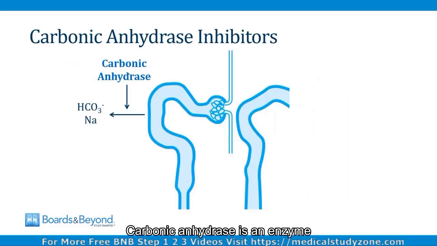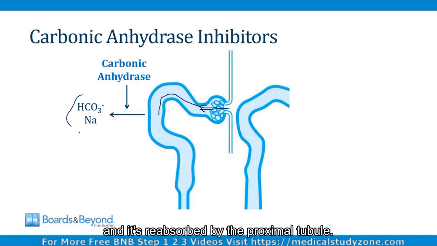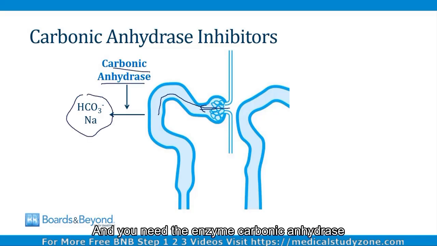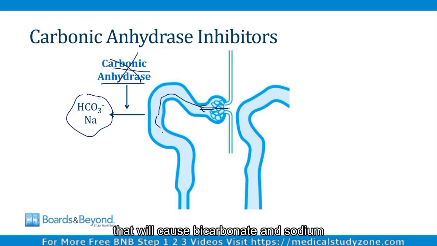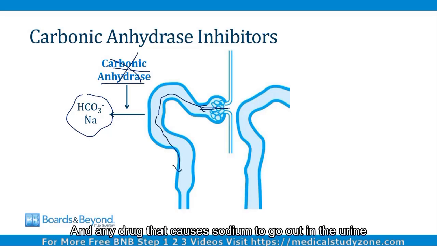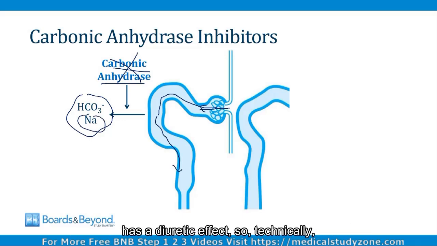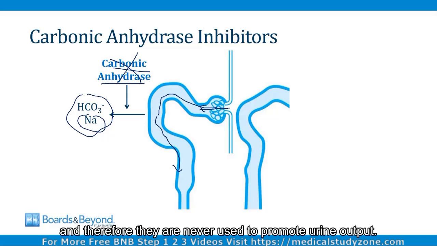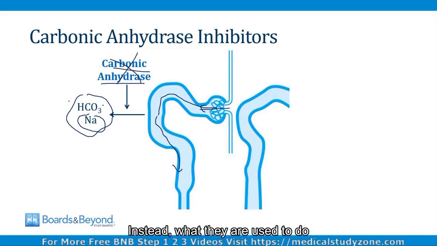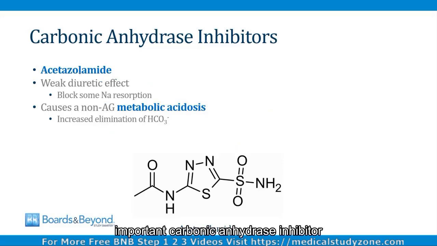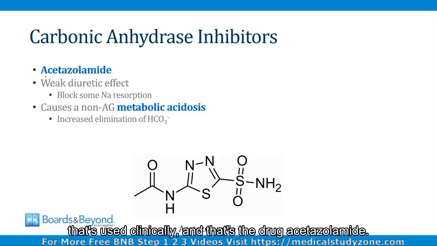Carbonic anhydrase is an enzyme found in the proximal tubule, and so lots of bicarbonate and sodium gets filtered into the nephron, and it's reabsorbed by the proximal tubule. And you need the enzyme carbonic anhydrase to reabsorb bicarbonate and sodium. So if you inhibit this enzyme with a drug, that will cause bicarbonate and sodium to go out in the urine, and any drug that causes sodium to go out in the urine has a diuretic effect. So technically, carbonic anhydrase inhibitors are diuretics. The diuretic effect of these drugs is very weak, and therefore they are never used to promote urine output. Instead, what they are used to do is to get bicarbonate out of the body in situations where that can be beneficial. There's really only one important carbonic anhydrase inhibitor that's used clinically, and that's the drug acetazolamide.